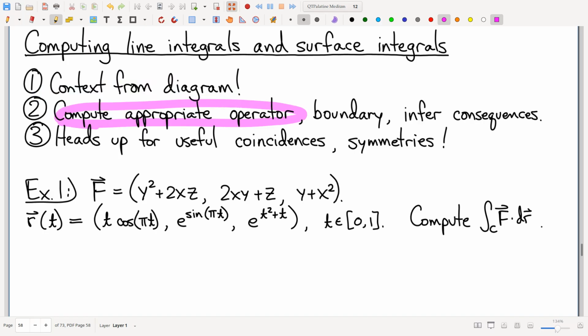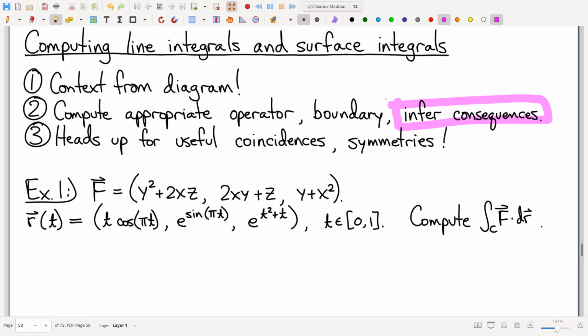The diagram will tell you to compute some appropriate operator for the vector field you're interested in. Do what it says. The diagram will suggest specifically for you to think about the boundary of whatever domain it is that you're looking at. Think it through. And then as a result of doing both of those, there will be certain consequences that you can conclude. Think those through. So you want to explore exactly what you've got, exactly what that means, and exactly which options are on the table. And once you have all those options in front of you, then you can just pick what's going to be the most convenient way to do this.